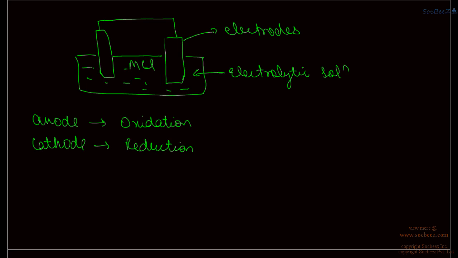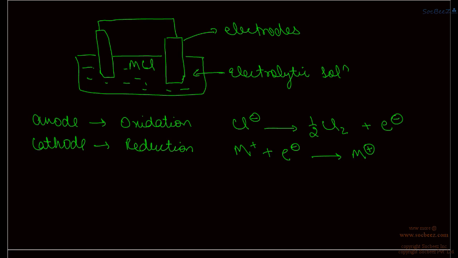So therefore, at anode, the reaction looks somewhat like this. Cl negative, because our electrolytic solution is NaCl. So Cl negative goes to half Cl2 plus an electron. Since oxidation is taking place, therefore ejection of an electron from Cl negative is taking place. And at cathode, the reaction looks somewhat like this: Na plus plus electron gives Na.